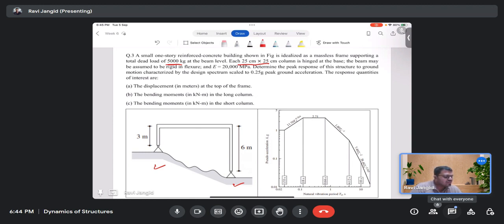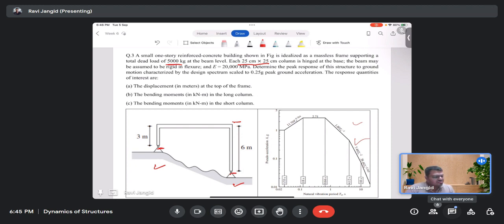Whatever the response value we get from this response spectra, we need to scale it down to 0.25. So we need to find the response quantities: what is the displacement at the top? And then we need to find the bending moment in the long column as well as the short column, both of them. So let us do one by one.